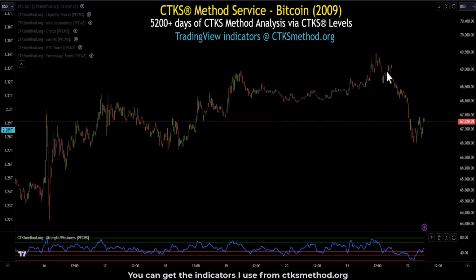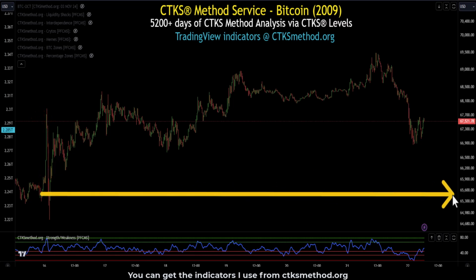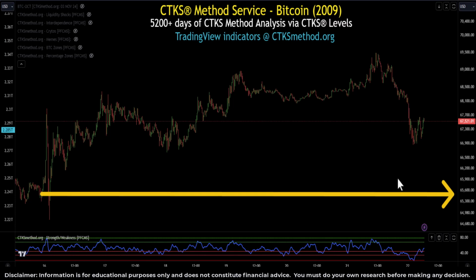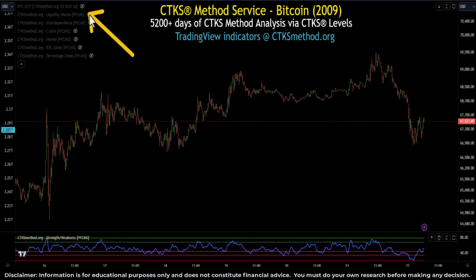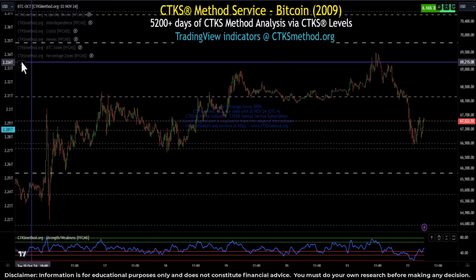I'll give you a bit of an insight how to apply that particular chart pattern. Remember that you were looking for that spike and retracement. Where's that spike and retracement? Around 65,400. Now what we need to do is to overlay the structure, especially of Bitcoin.